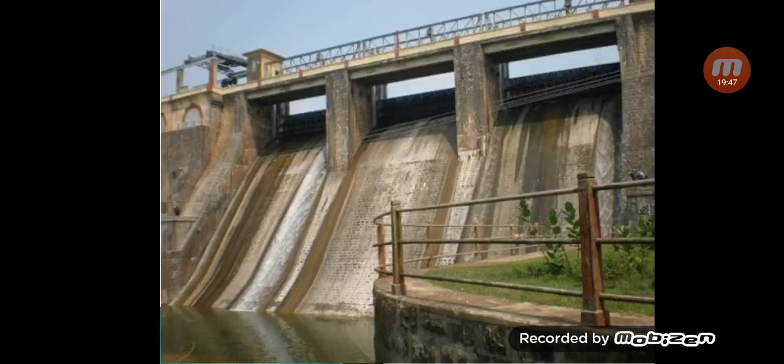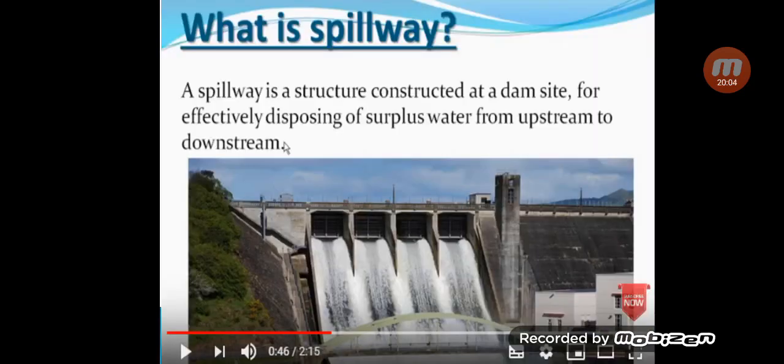So this is how the drop spillway looks like. We will be seeing the components afterwards. Just look at this. There are different walls in the structure. We will see them one by one. So this is the definition of spillway. It is a structure constructed at a dam site for effectively disposing surplus water from upstream to downstream.